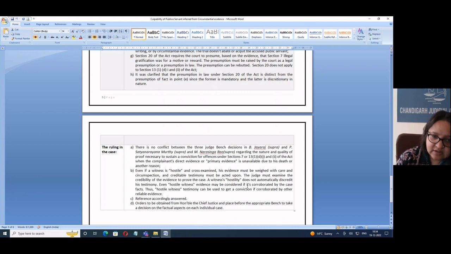Accordingly, the reference was answered and orders were to be obtained from the Honorable Chief Justice and placed before the appropriate bench to take a decision on the factual aspects of each individual case. So this was all about the latest case law pertaining to culpability of a public servant inferred from circumstantial evidence.